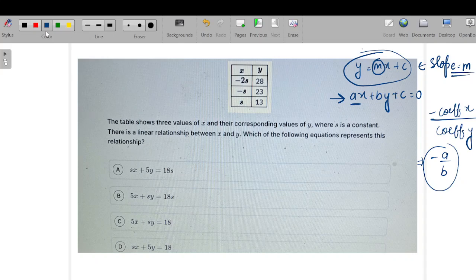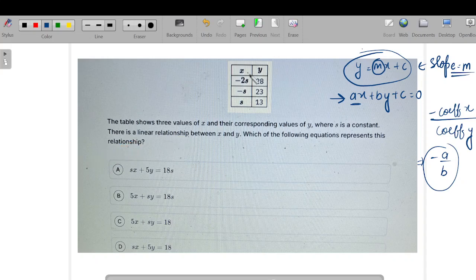Let's see what they are saying. In the question they are saying the table shows three values of x and their corresponding values of y, where s is a constant. There is a linear relationship between x and y. Which of the following equations represents this relationship?